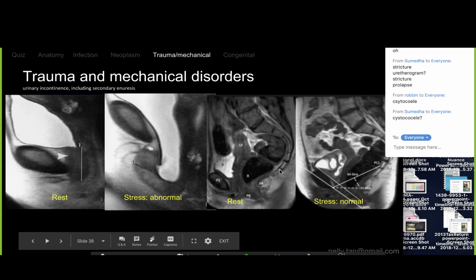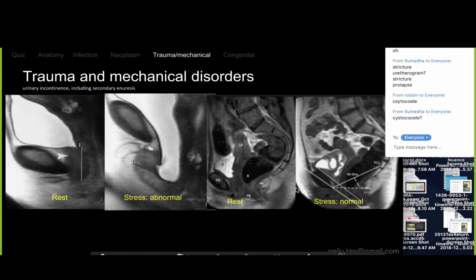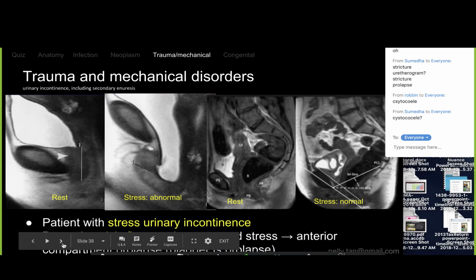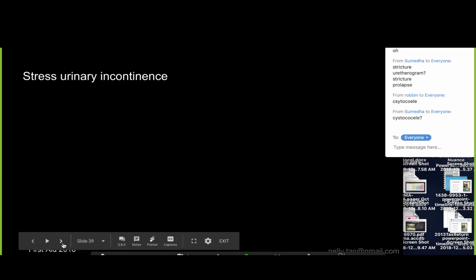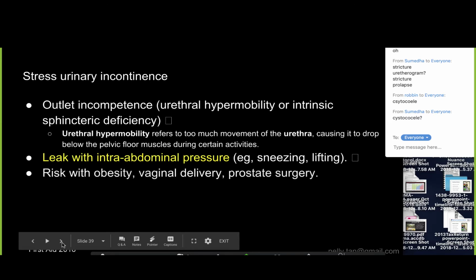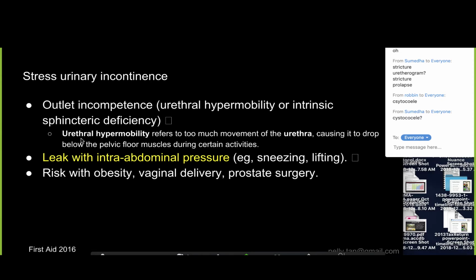And this is the normal rest and stress. So normal is like this, and when they Valsalva, nothing should come down in normal patients. And here we see that the bladder is prolapsing. That can cause stress urinary incontinence. With stress urinary incontinence, patients leak urine when they are sneezing or coughing, and one cause is urethral hypermobility.